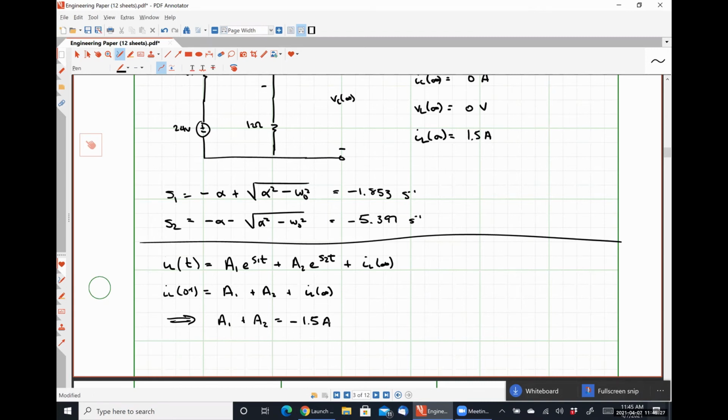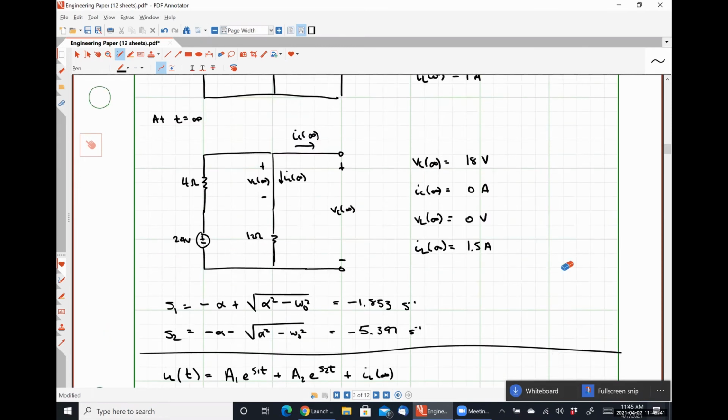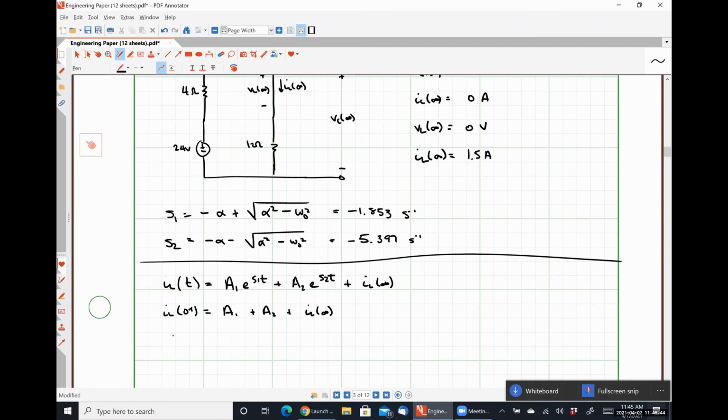1.5 amps, right? So A1 plus A2 plus 1.5 is equal to, oh, no. I've done something dumb here. All right, IL at 0 plus was not 0, it was 1. So we have 1 amp is equal to A1 plus A2 plus 1.5 amps, which gives us A1 plus A2 is equal to negative 0.5 amps. There we go. Apologize for my short circuit.